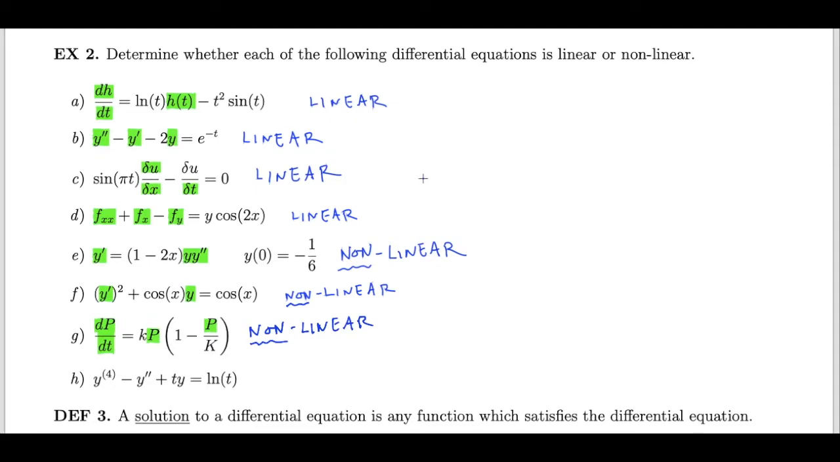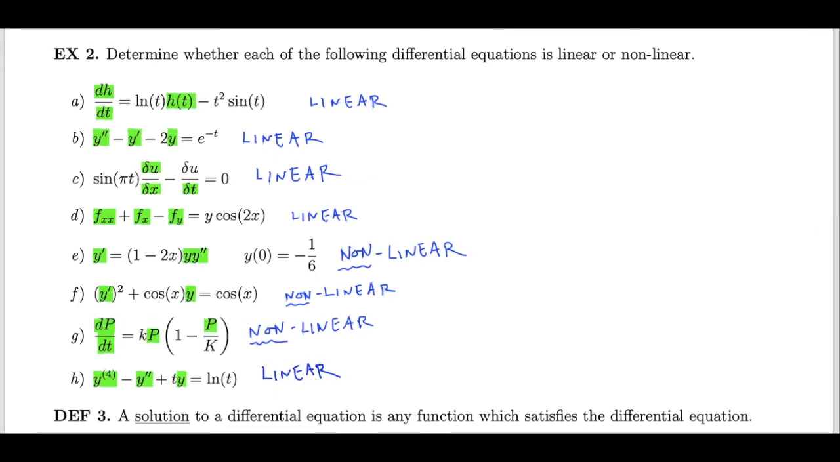And lastly, in part H, my derivative terms, or my terms of interest here, are y. This is, again, not the fourth power of y, this is the fourth derivative. So I didn't write triple prime, or I guess in this case quadruple prime, but this is just the fourth derivative. Here's y double prime, here's y. The independent variables, t, ln of t, I'm not concerned with when I am trying to determine linearity. So each of these derivative and dependent variable terms is to the first power, so this counts as being linear.